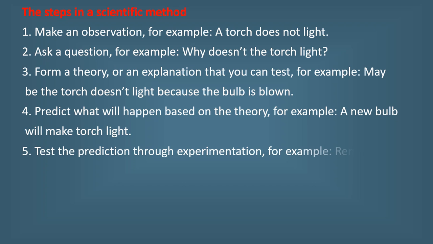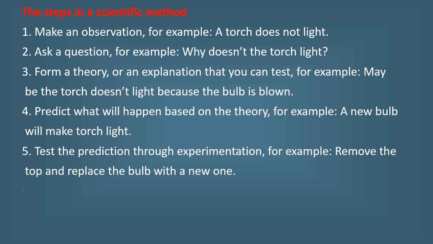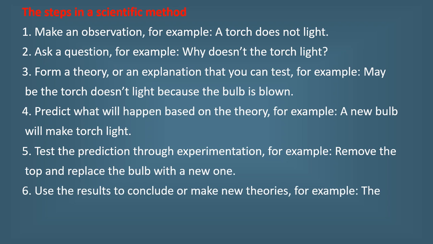Okay, then test the prediction through the experiment. Do it. Get the new bulb, put in the torch, and if it works, then it means that your prediction was correct. Remove the top and replace the bulb with a new one. Okay, replace the bulb with a new one. Then use the results to conclude, make a new theory.